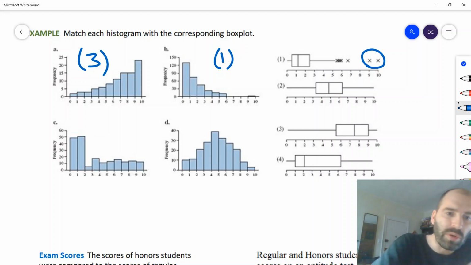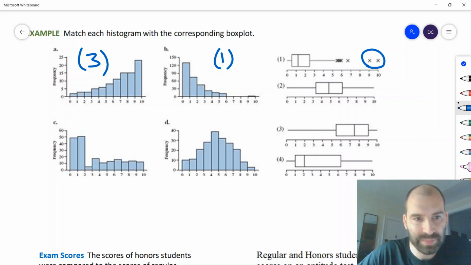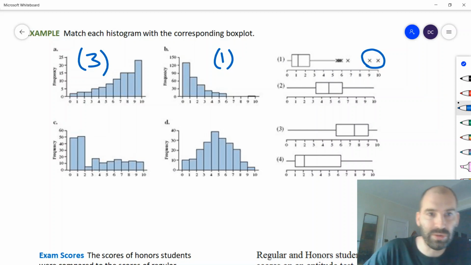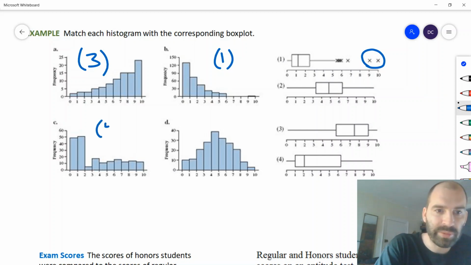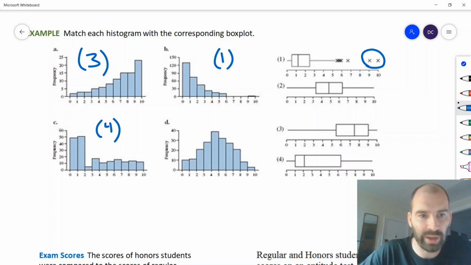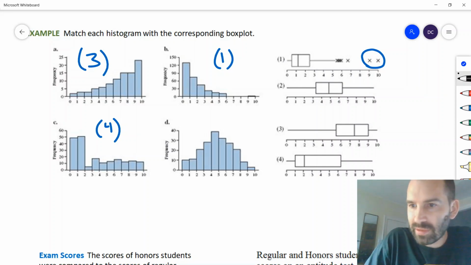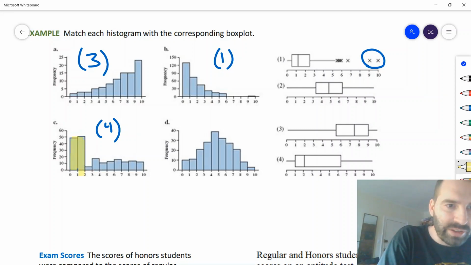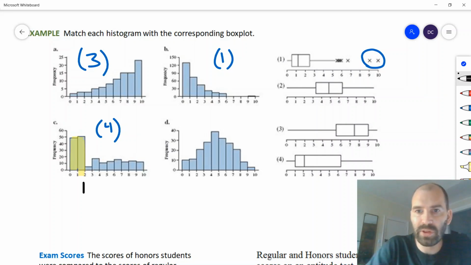C also has a lot of data values off to the left, so it's also going to be skewed to the left. So we can probably already see that it's going to be 4, but let's talk about why. It looks like the first half of the data values, these bars are so high, they probably account for the first half, so the median's probably at 2. And if you look at the box plot that has a median at 2, it's number 4. Right, so half the data falls before we get to 2.